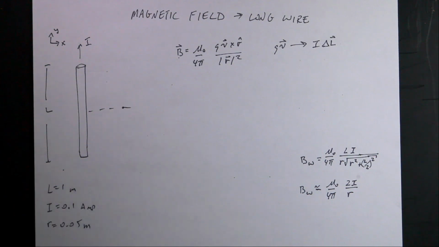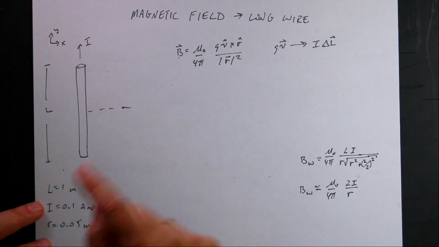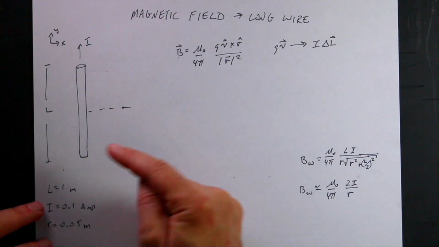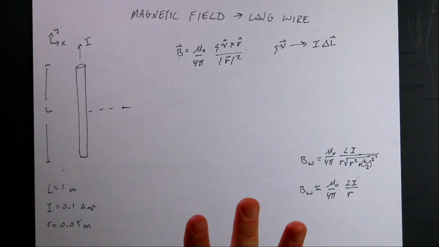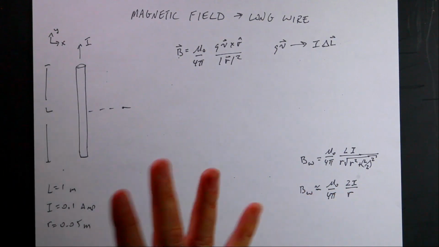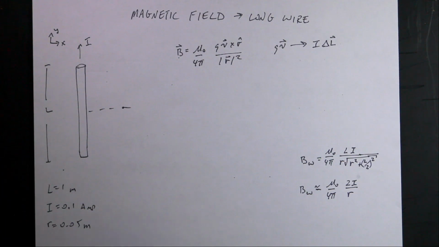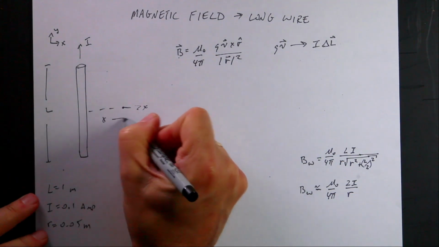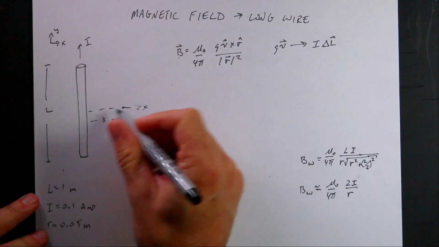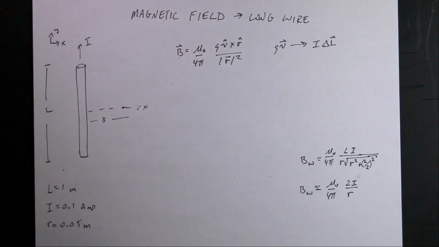Okay, so I did the magnetic field due to a moving charge. Now I want to do the magnetic field due to a long wire. It's a classic problem in your introductory physics course. Basically, we want to find the magnetic field somewhere, let's say here along the x-axis, if this is the xy axis, in the middle of the wire.